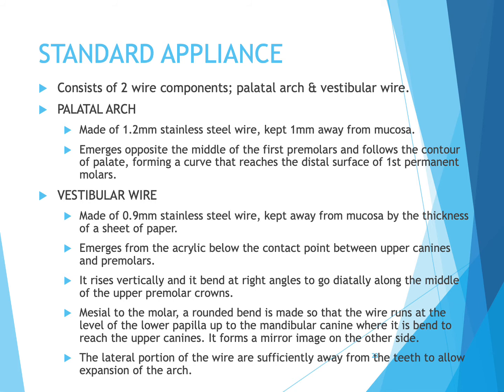The vestibular wire is made up of 0.9 mm stainless steel wire. It emerges from the acrylic below the contact point between the upper canines and premolar. It rises vertically and is bent at a right angle to go distally along the middle of the upper premolar crowns. Mesial to the molar, a rounded bend is made so that the wire runs at the level of the lower papilla up to the mandibular canine, where it is bent to reach the upper canines. It forms a mirror image on the opposite side.